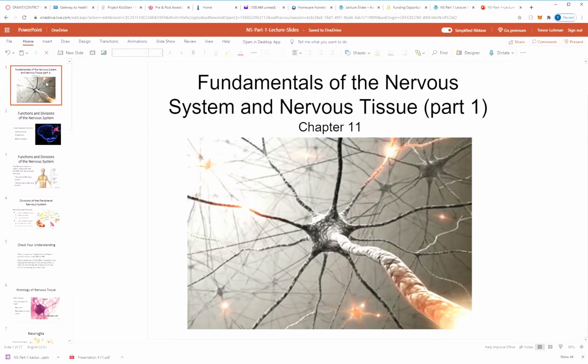Welcome to Chapter 11 of your Human Anatomy and Physiology book by Marieb and Hoehn. It's titled Fundamentals of the Nervous System and Nervous Tissue. This is a very foundational chapter for the next 4 chapters we're going to cover when we talk about the central nervous system, the peripheral, the autonomic. This is really the nuts and bolts of how the neurons themselves work and how nervous tissue works.